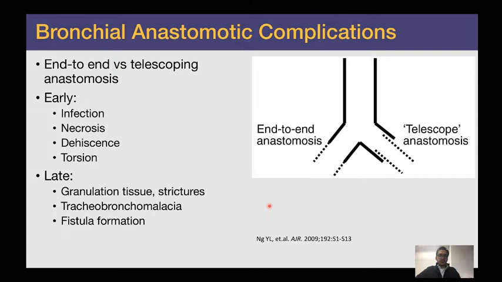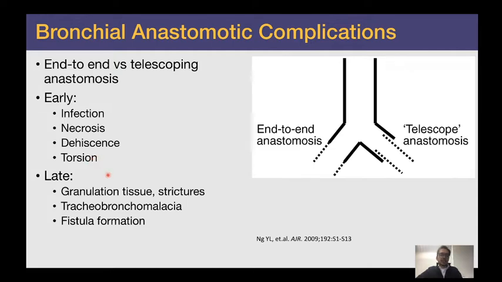Let's go on to talk about the bronchi. So bronchial anastomotic complications are probably the most common post-surgical complication that you'll see. And these are varied, and they're kind of varied based on the time. So early in the postoperative course, it's infection, necrosis, and dehiscence, and then rarely torsion. I haven't seen a case of torsion personally.